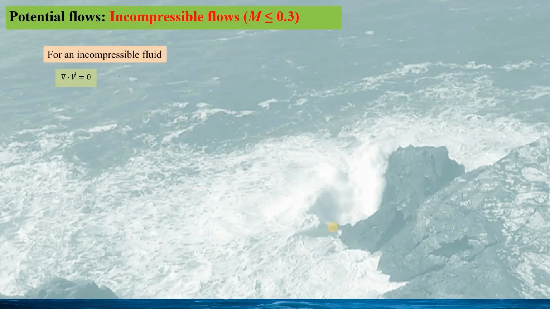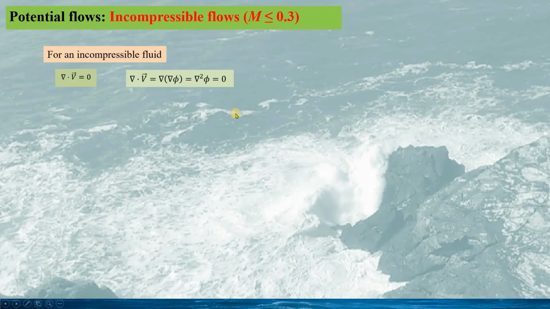If the flow velocity is not very high, for instance, its Mach number M is less than 0.3, the fluid can be considered as incompressible. This can be expressed by the mathematical expression for the continuity equation given by this. The divergence of the velocity vector is 0.